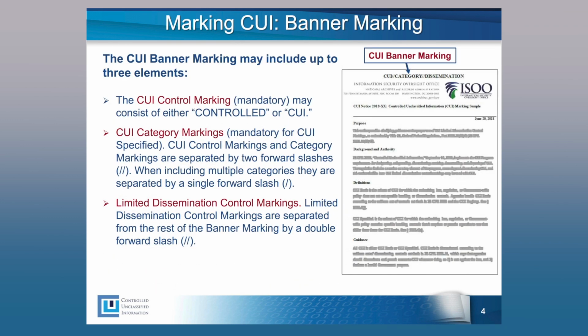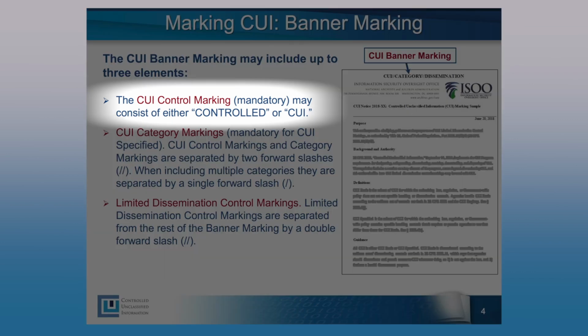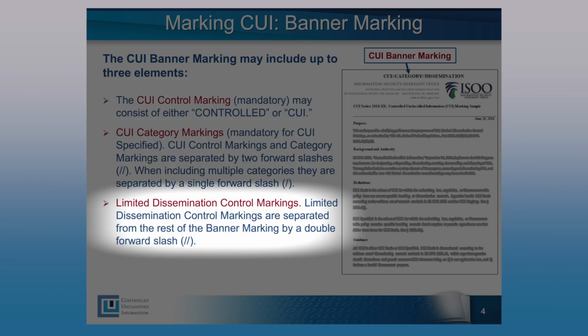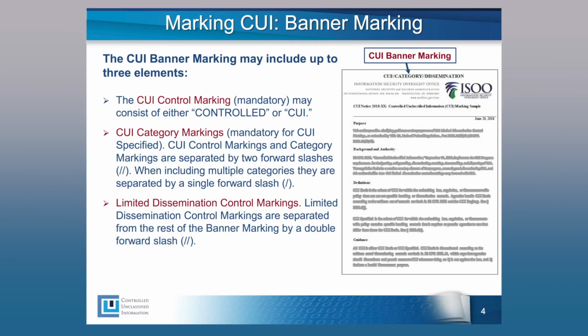Now I'm going to discuss CUI banner marking, another mandatory component of marking CUI. Banners appear at the top of the document, alerting the recipient that the document contains CUI, indicating that the document must be protected. Banners must appear in bold, capitalized text and must be centered when feasible. The three components of a banner marking are the CUI Control Marking, the Category Marking, and the Limited Dissemination Control Marking, which are all separated by 2 forward slashes. You can see here an example of how these markings would be placed on a document.